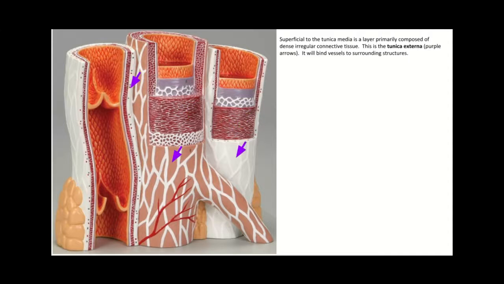And the next picture shows you the tunica externa, and you can see them with purple arrow. The tunica externa is the dense irregular connective tissue, and in this connective tissue, specifically in the arteries, we can see vasa vasorum and we can see the adipose tissue.